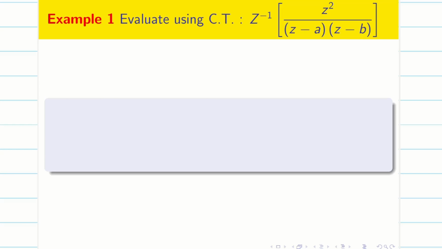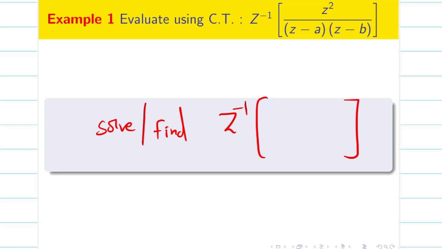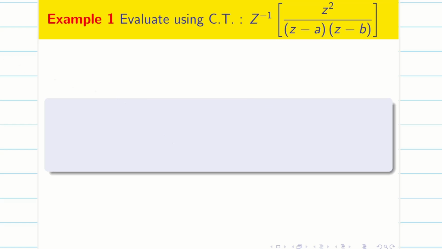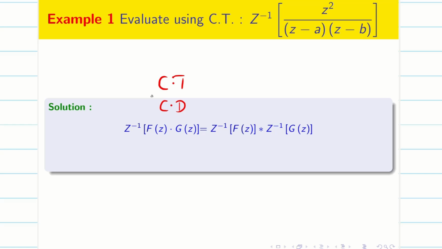Very important, students. If they simply say solve or find Z inverse, then you are free to do it in any method. Either you can use partial fraction or residue method or convolution or long division, etc. If they mention something very specific like in this problem, evaluate using convolution theorem, C dot T represents convolution theorem. I don't have space, so I just write it in short form. Then you have no other option, you have to use the specific method and solve. Just write the convolution theorem formula first and then the convolution definition next.